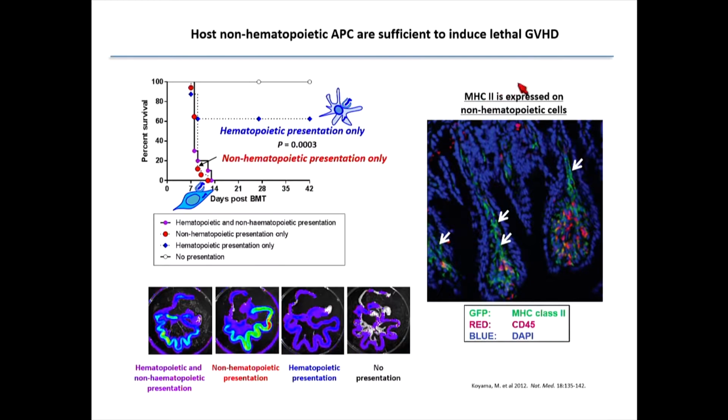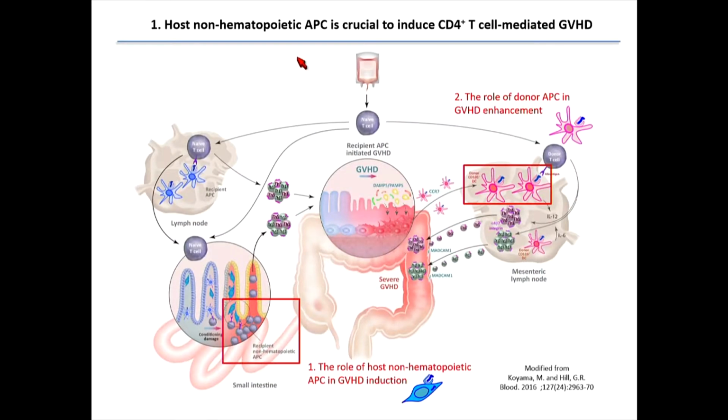Actually, indeed, MHC class II is expressed on the non-hematopoietic cells. This is a small intestinal villus, showing MHC class II in green and the CD45 hematopoietic marker in red. Hematopoietic MHC class II-expressing cells are shown in a red-yellowish color like that. But here are clearly green single-positive cells, meaning non-hematopoietic MHC class II-expressing APCs. So in conclusion, the first part is that host non-hematopoietic APC are crucial to induce CD4 T cell-mediated GVHD.